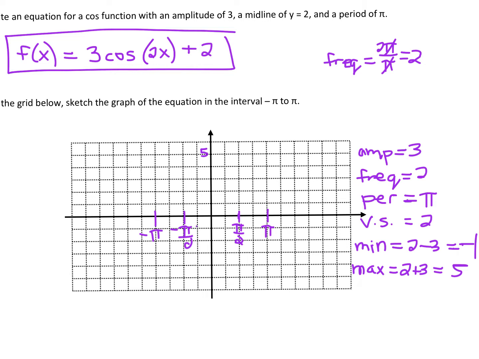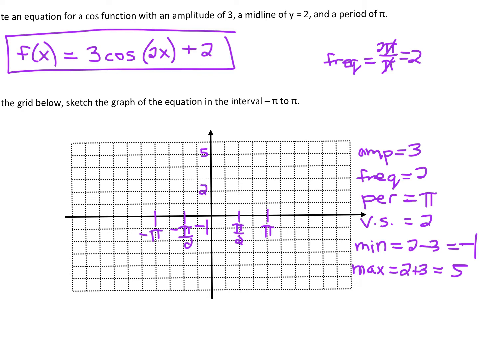You could number everything if you want. That's up to you. Now, we also know the vertical shift, or our midline, is at y equals 2. Okay, so basically our graph is shifted up 2 units. That's going to be the middle height of our graph. So I'm going to put the 2 on our y-axis as well.